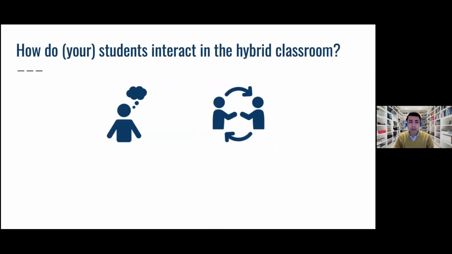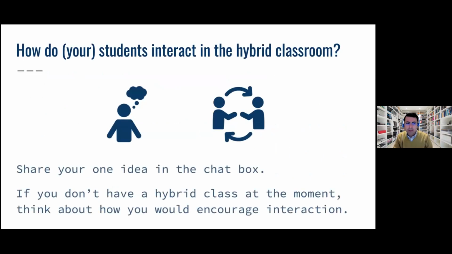Right. Looking at interaction, how do your students interact in the classroom? Again, in the chat box, if you can share one idea so that we all get to see what everyone else is doing and how you're doing it, that would be fantastic. Do they interact mainly zoomers with zoomers and roomers with roomers? Do they interact? Do you try and have pairs in separate groups? Do you try to bring them together? It would be nice if you can share that in the, okay.